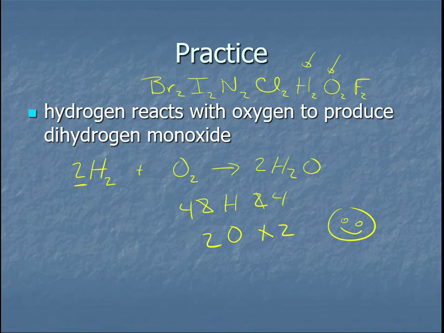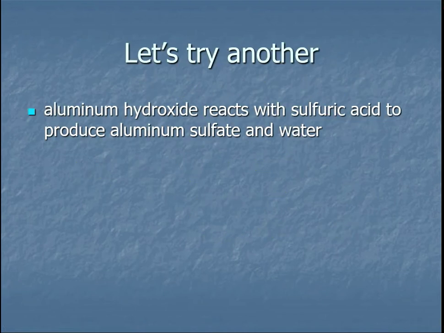Okay, let's see if we have time for one more. Let's try this last one for this video. So we have aluminum hydroxide reacts with sulfuric acid to produce aluminum sulfate. So pause the video for a second, maybe a few minutes, and write the formulas for all of the compounds: aluminum hydroxide, sulfuric acid, and aluminum sulfate. Go ahead and pause the video and do that.